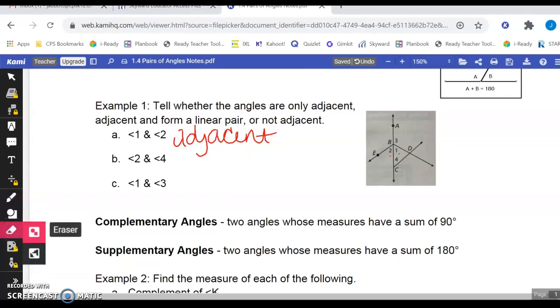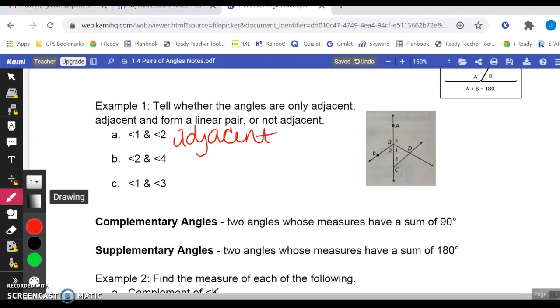Angles 2 and 4 are here and here. Those are not adjacent because they don't share a common side. So this angle here, this angle here: not adjacent for those two. And not only do they not share a common side, they don't share a vertex either. So that's another reason why they're not adjacent.